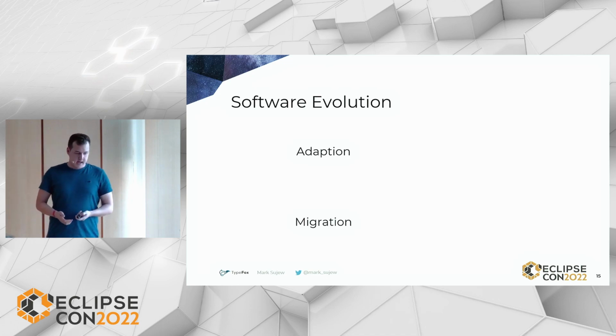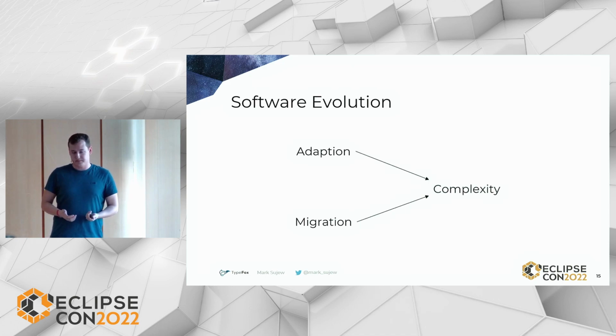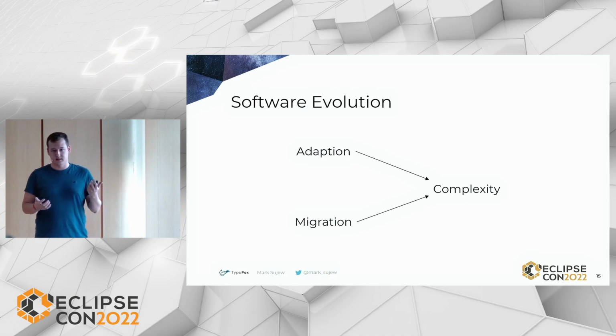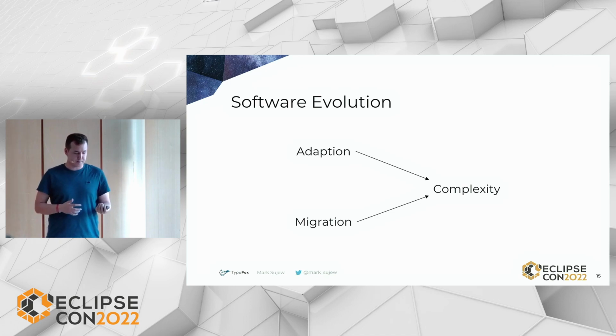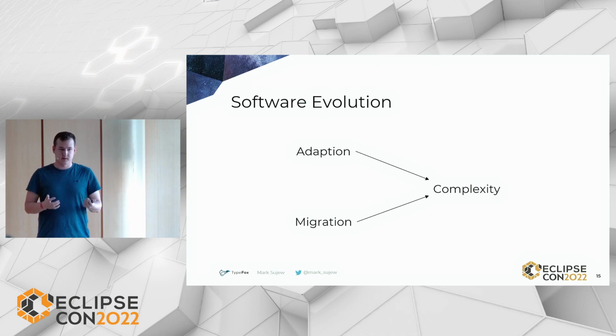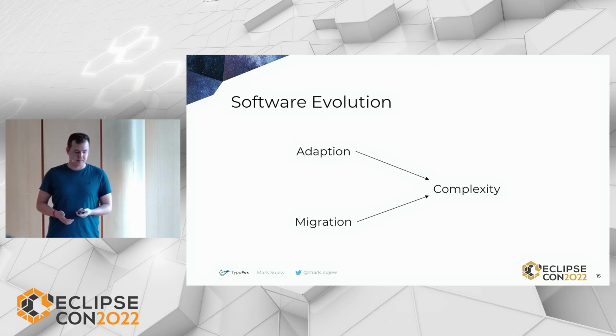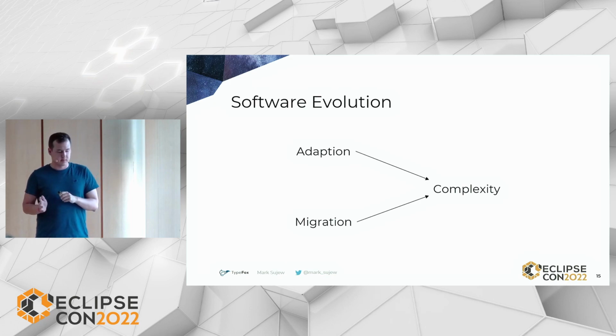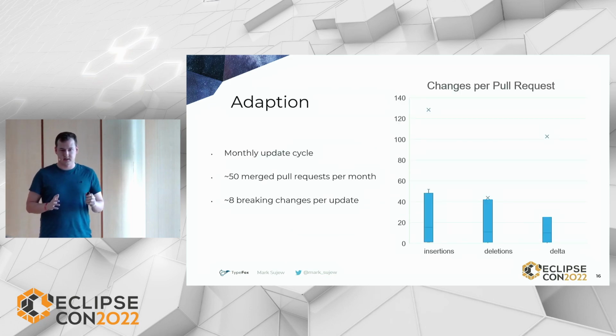And both adaption and migration generally lead to more code being written in the platform, and also generally to more complexity. And complexity makes the software less maintainable with time. Unless we aim to tame complexity, our software will eventually become unmaintainable. However, before we go too deep into the topic of complexity, let's look at the adaption in the Theia framework first.